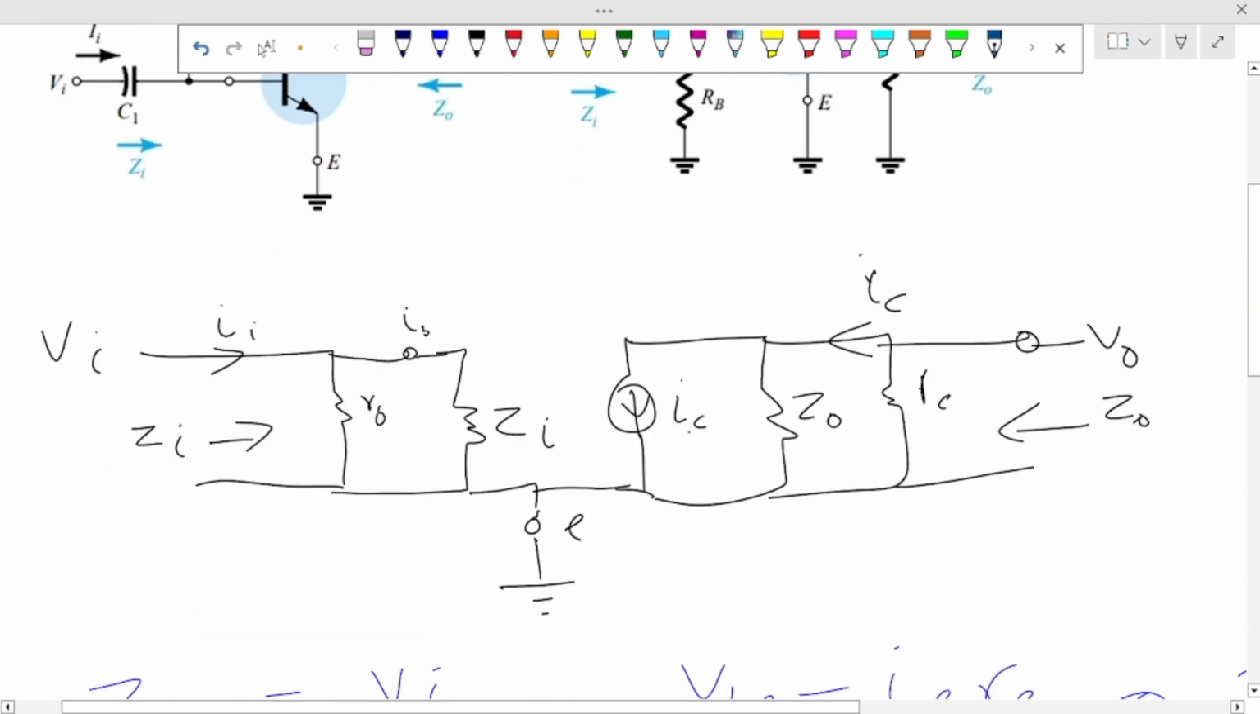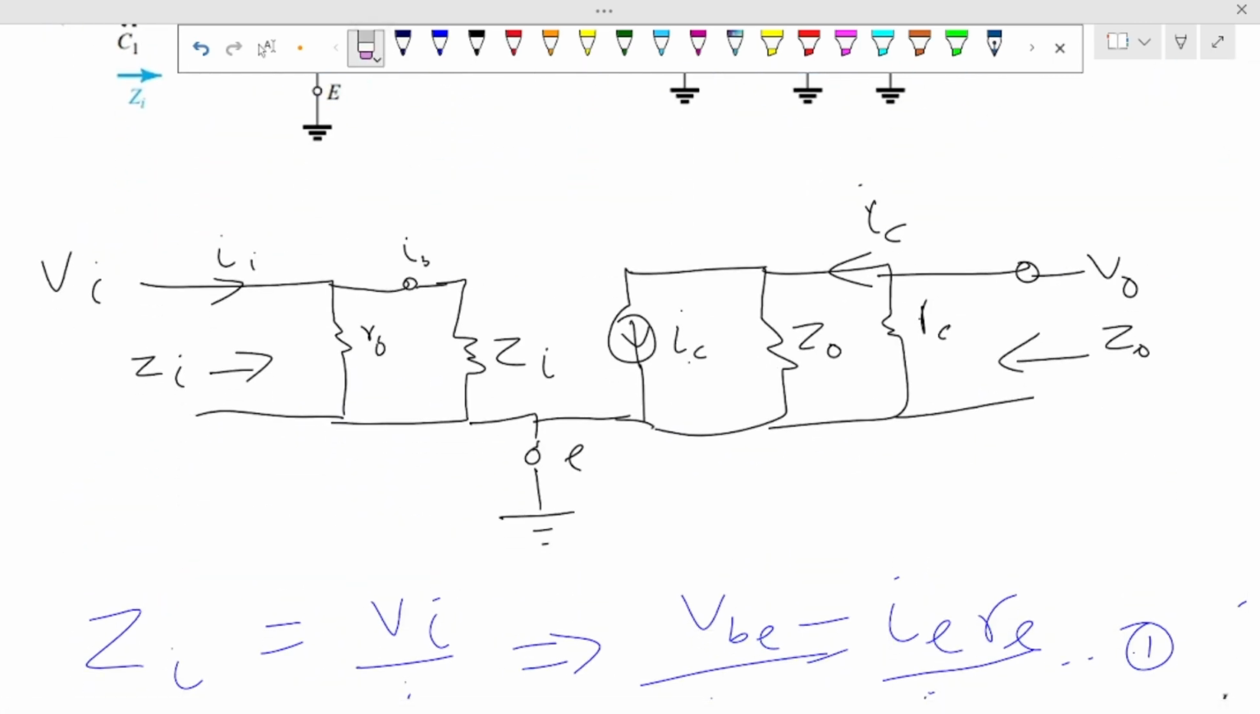So we'll come here and we'll put beta RE, representing the RE model. Good. Okay.